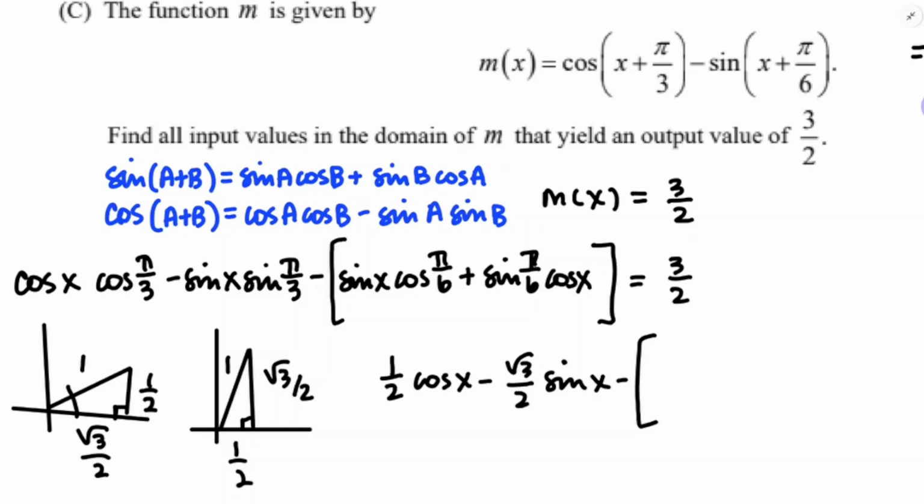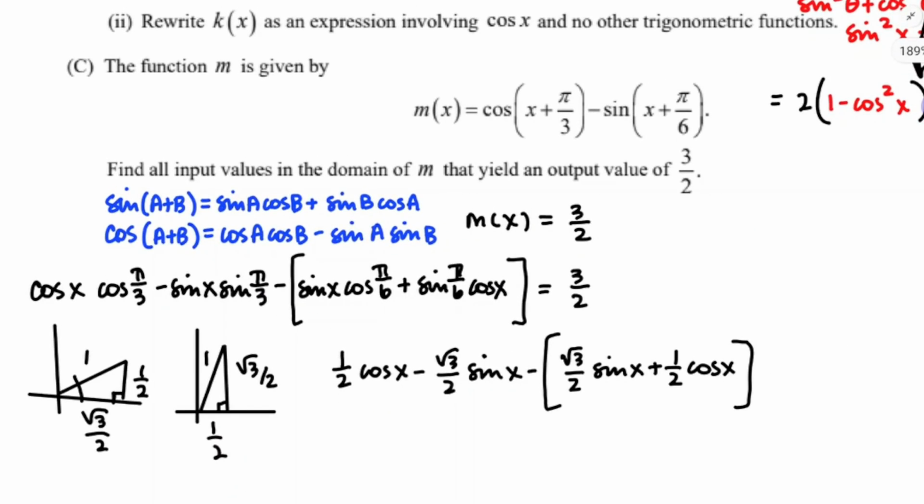Okay, now on the inside, cosine of pi over 6, that one's root 3 over 2 times sine x, and then plus sine of pi over 6, which is a half, cosine x. And then, oh yeah, look at that. That's going to work out nicely for us. So it's equal to 3 halves.